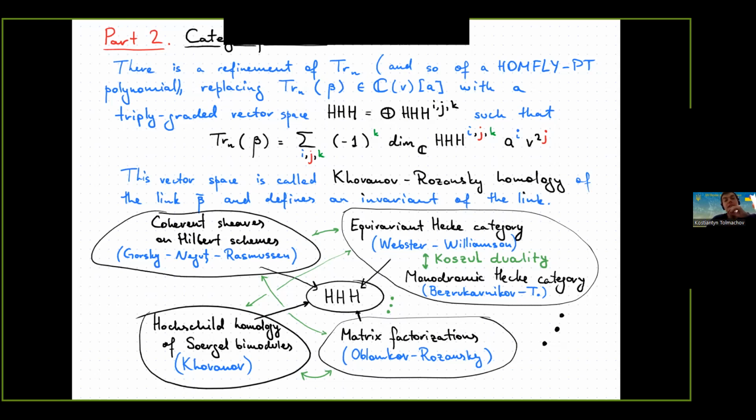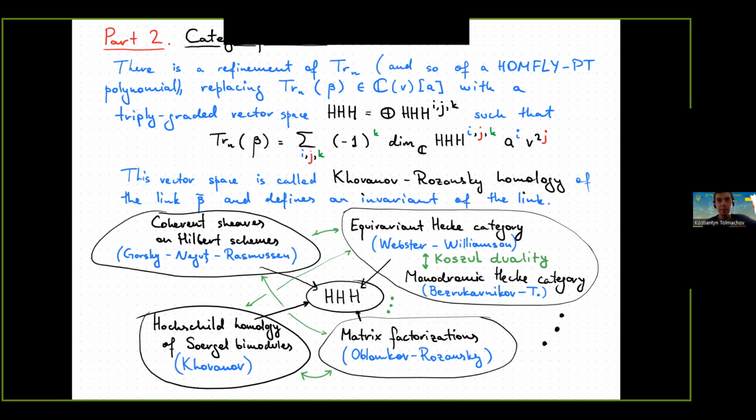So this vector space that is attached to any braid is called a Khovanov-Rozansky homology of the braid and of the corresponding link closure, and this defines an invariant of the link. So now instead of coefficients of a Laurent polynomial in two variables, we have dimensions of a triply graded vector space. So this is strictly more information about the link.